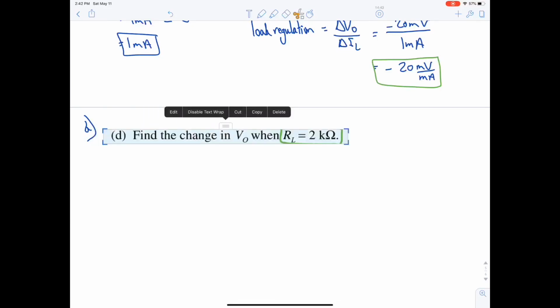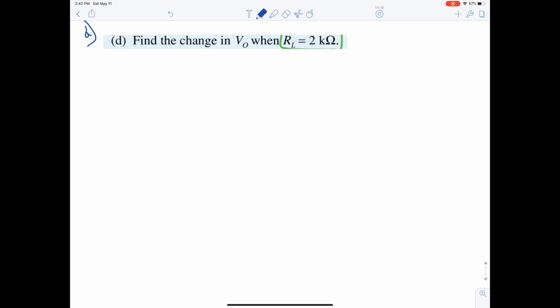We need to find the change in V naught when RL is 2 kilo ohm. Let's redraw the circuit. V plus is plus minus 1 again because we are in AC due to the change. Here it's 0.5 kilo ohm. We have RZ grounded, and here we have the RL, which is equal to 2 kilo ohm.